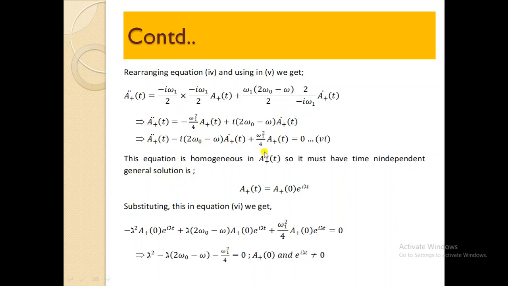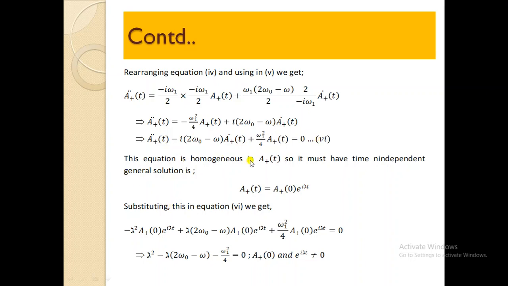On taking all the terms to the same side, what will we get? a_plus double dot(t) minus i(2ω0 − ω) a_plus dot(t) plus ω1 squared upon 4 a_plus(t) equals 0. Here all the terms consist of a_plus(t) terms, so we can say that this is homogeneous, so its solution would be a little bit simple.